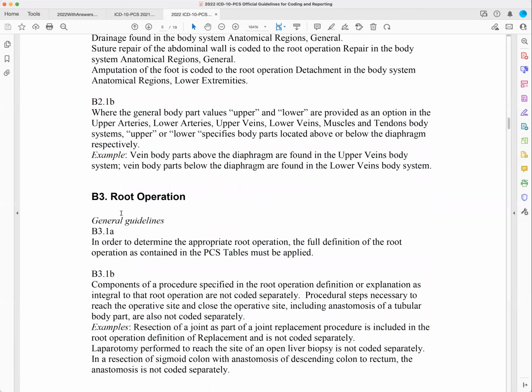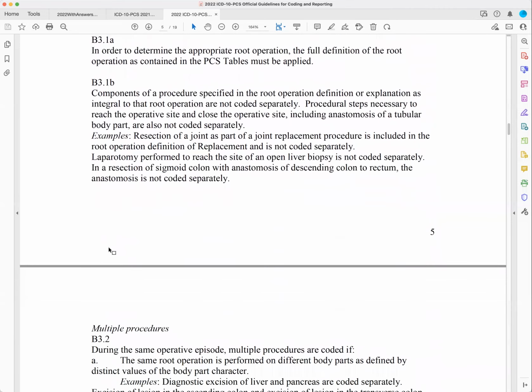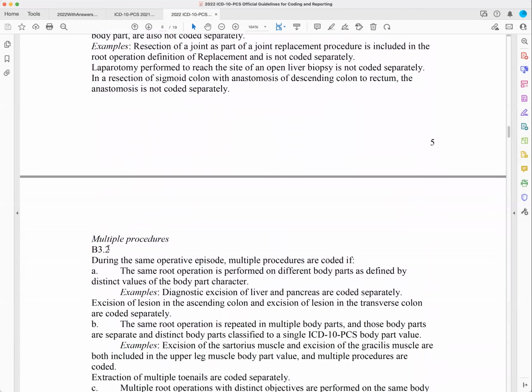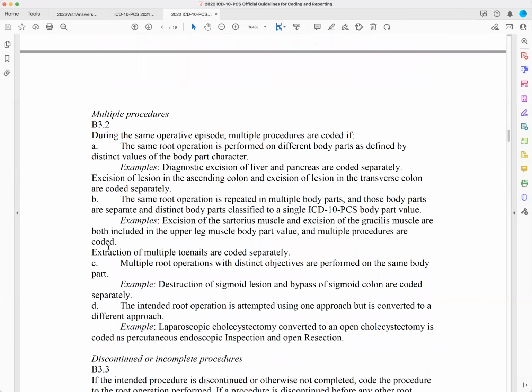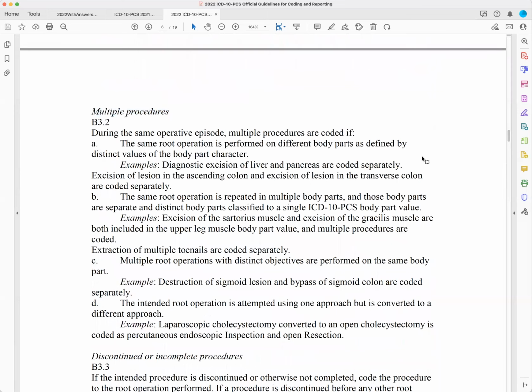And then B3 is the root operations. Again, we have some general guidelines, but with root operations, we also have some more descriptive guidelines as well. So some more specific. This one on multiple procedures is important because it tells you under what circumstances it is appropriate to use more than one PCS code. So if during the same operative episode, the same root operation is performed on different body parts as defined by distinct values, then it's okay to code multiple procedures.